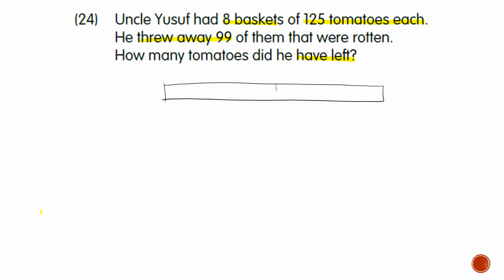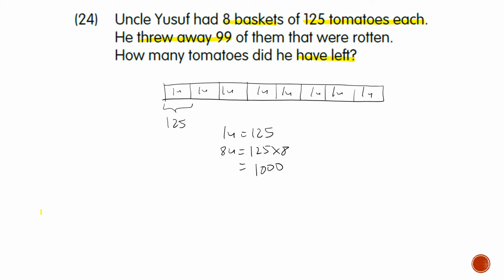Okay, I'll draw 8 equal parts. Okay, so this is 125. There are 8 units in total. Okay, so 1 unit equals to 125. So 8 units equals 125 multiplied by 8. So if you work it out, you will get 1,000 tomatoes. Okay, altogether. Now, out of this 1,000, he threw away 99. So he should have 901 tomatoes left. Okay?